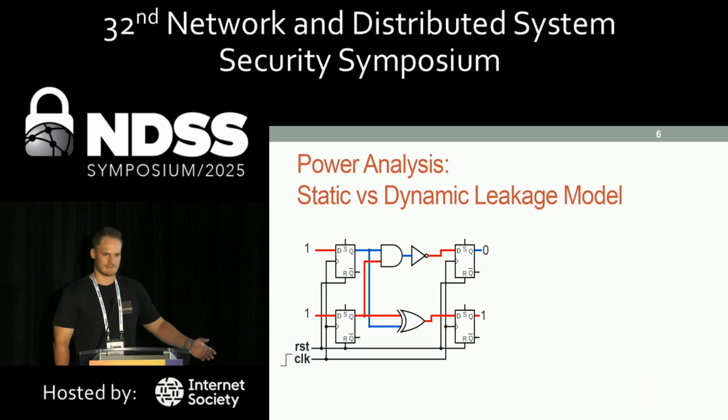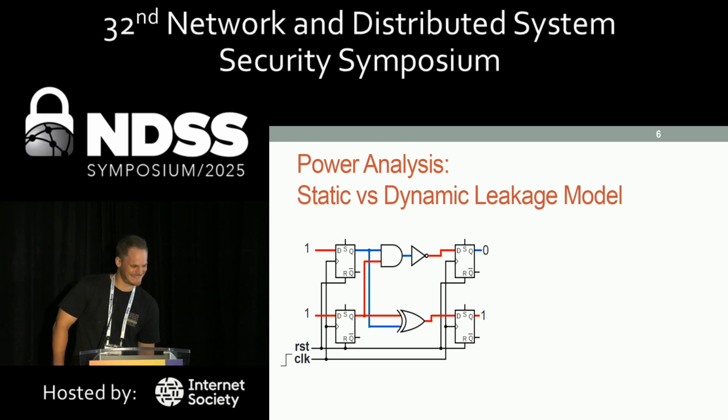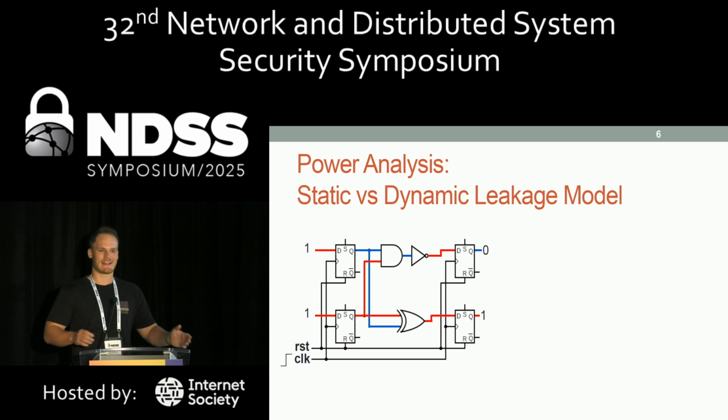So we have a basic circuit model here. The power consumed by a chip is made up of two distinct components. On one hand, there's static power used in maintaining a circuit state, so in this case, the states of the registers. So, static and dynamic power.